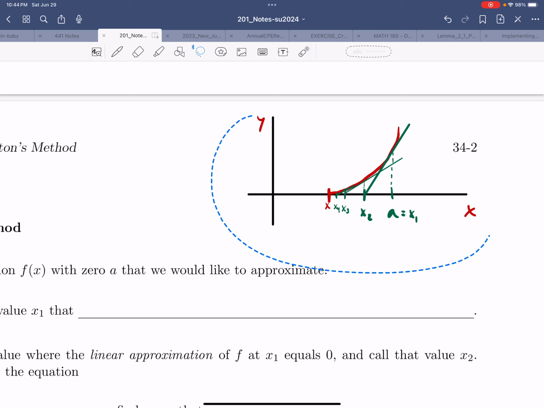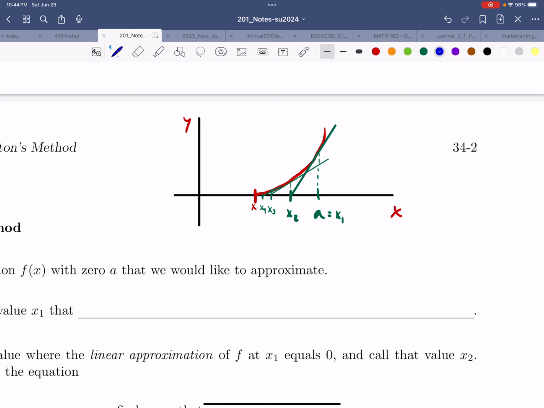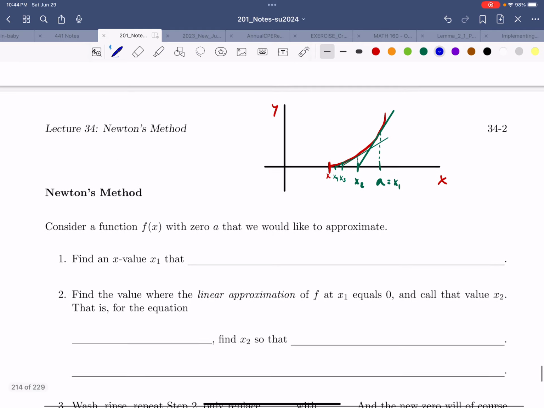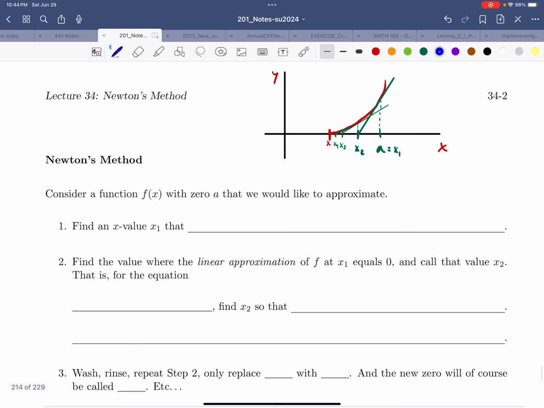Maybe I'll move this over a little bit. There we go. All right, so anyway, that's what we're doing. Now the question is, how do you write that in math? I drew a picture. How can we convert that to an actual function? Well, suppose that we have a function f of x with a zero, a. Okay, well then we'll call this x1, and I guess this is called a. Anyway, we find an x value x1 that is nice, so to speak, and all else equal, you want it to be near a.